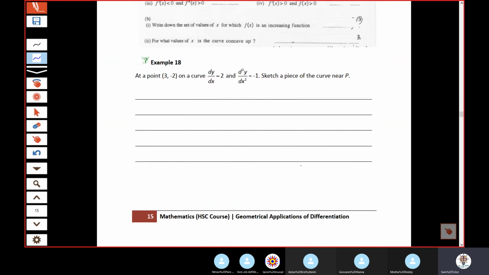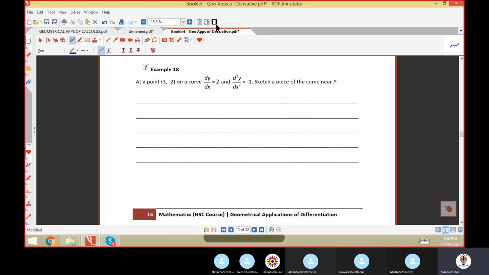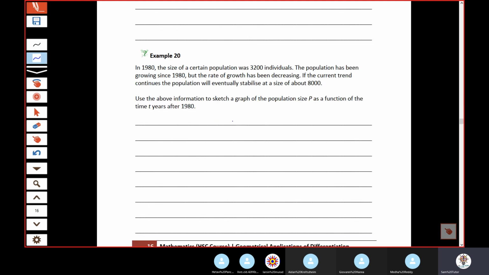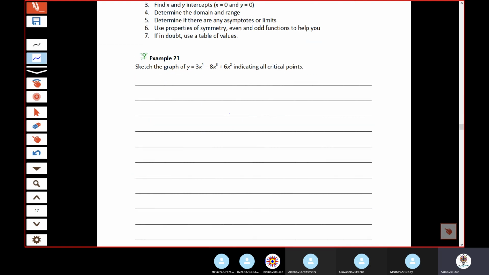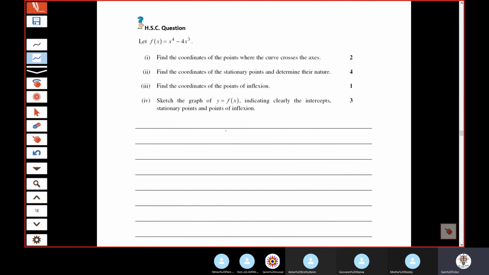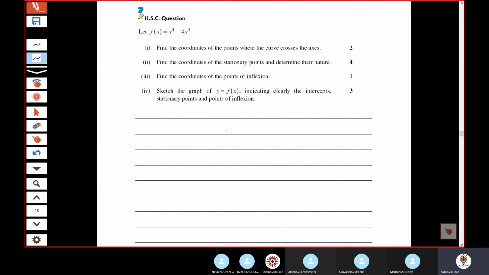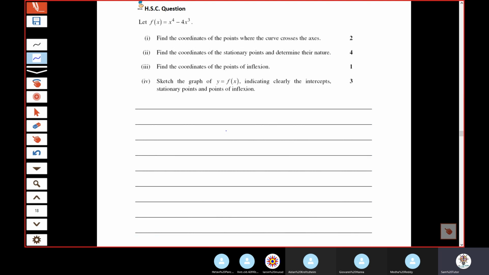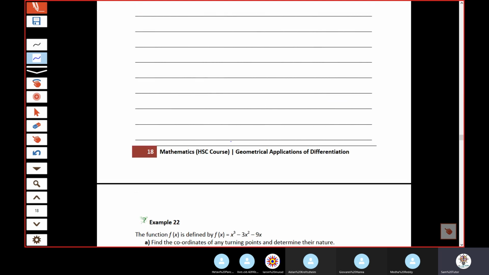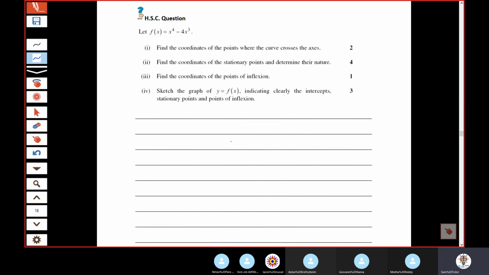Before we do curves, what's the time? 150. I think one more HSC question, here we go. Let's do that one. You get to see the marks. 2 points for where it crosses the axes, so x and y intercepts, page 18. 4 marks for stationary points and nature, 1 mark for inflection, 3 marks for sketching.